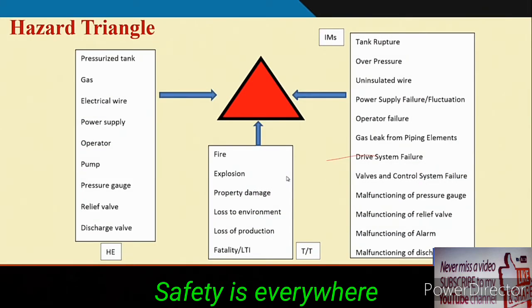Now, hazard triangle, what are the elements in hazard triangle? There will be hazardous element, then your initiating mechanism, and target and threat. With reference to this pressure tank, gas, wire, power supply, operator, pump, gauge, relief valve, discharge valve, all one way or other can be thought of as the source of hazard. So, they are either hardware or the energy sources.